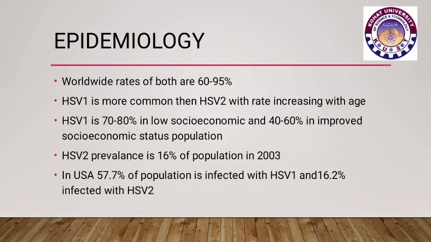Epidemiology of HSV. The worldwide rate of both HSV1 and HSV2 is 60 to 95%. HSV1 is more common than HSV2, with the rate increasing with age. HSV1 is 70 to 80% in low socioeconomic and 40 to 60% in improved socioeconomic status populations. HSV2 prevalence was 16% of the population in 2003. In the USA, 57.7% of the population is infected with HSV1 and 16.2% with HSV2.